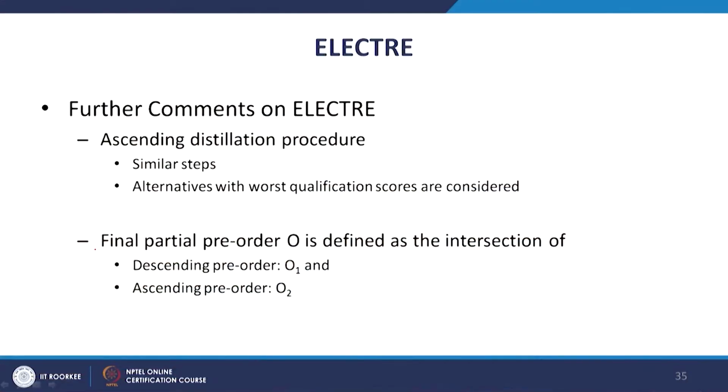So, you can see in the next point in the slide, the final partial pre-order O is defined as the intersection of O1 and O2, where O1 has come out of this descending procedure. So, it is referred to as the descending pre-order, and then we have O2, that is the ascending pre-order. These two partial pre-orders that we will get are then used to arrive at the final partial pre-order, that is capital O.